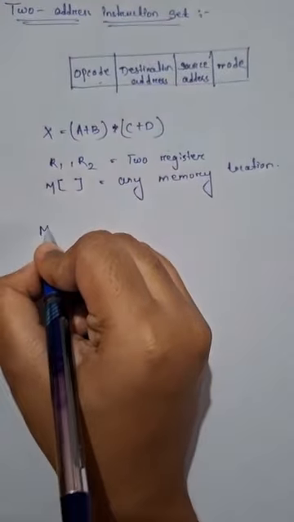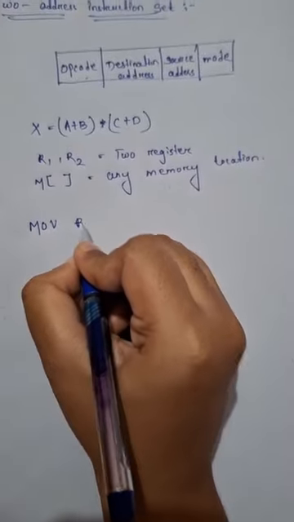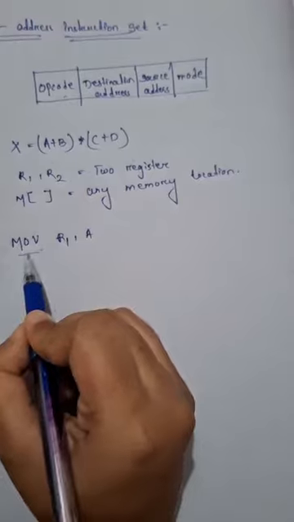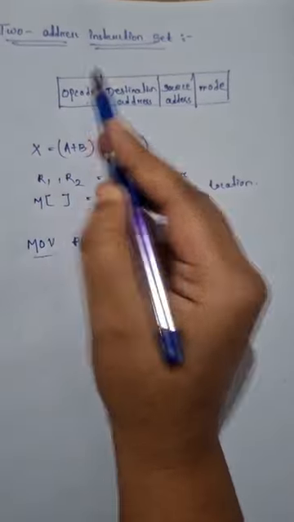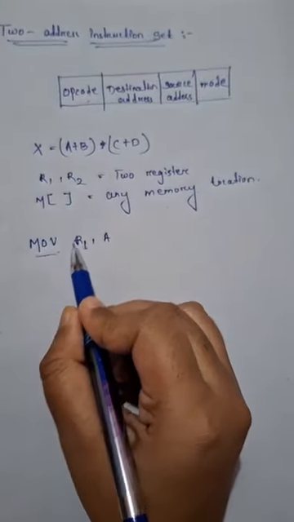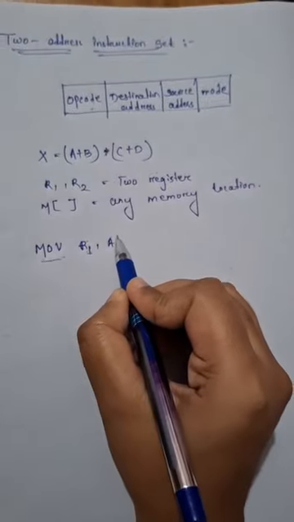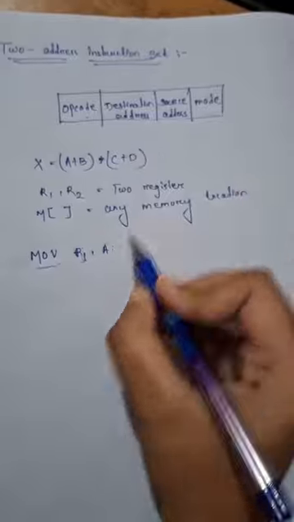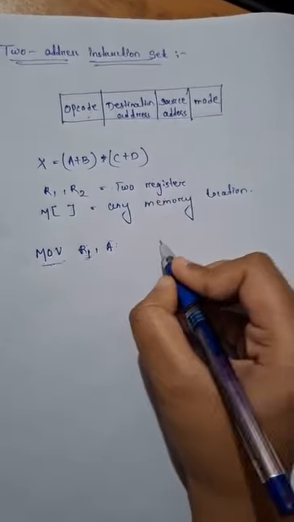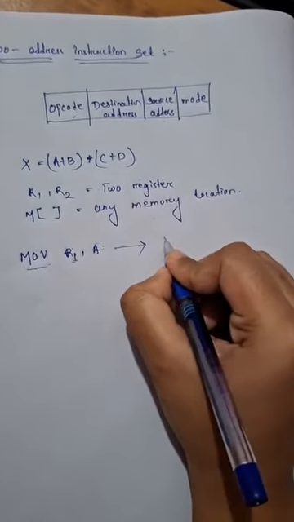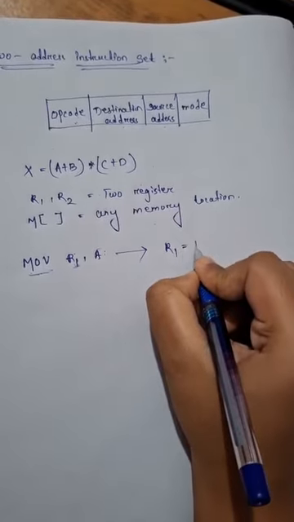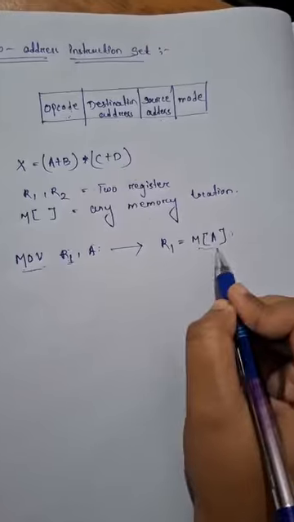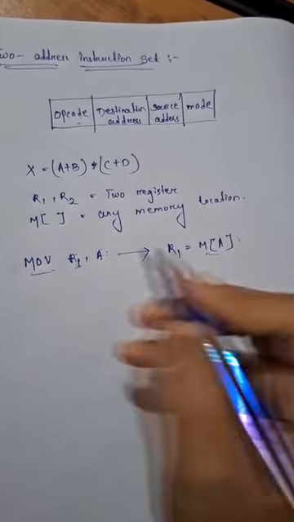So first we perform MOVE R1, A. Here MOVE is basically the operation, that is opcode. R1 is the one register and A is the source. So R1 is destination address, A is the source address. So it indicates that the value of A that is stored in the M of A will transfer into R1.